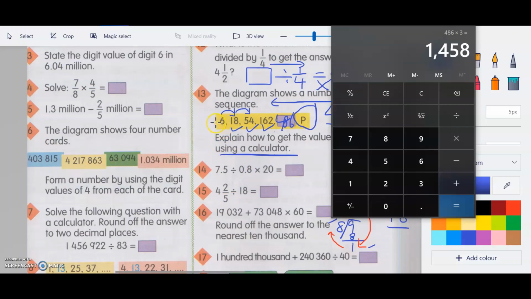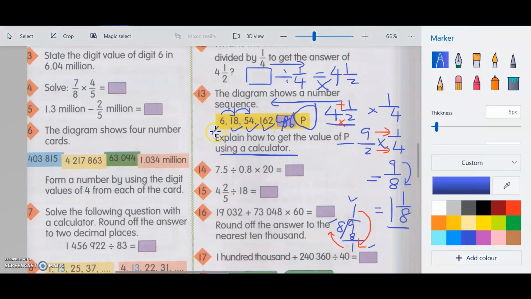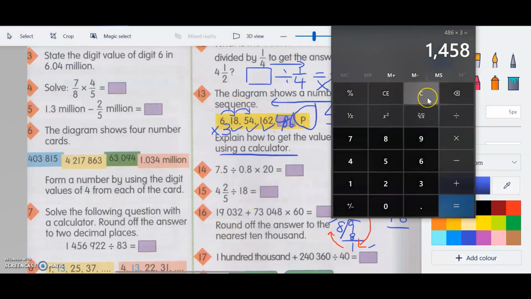We find the pattern first. Once we found out that we multiply by 3, every time we just press the equal sign. One more time. 6 times 3 equals 18. Press again, 54. Press again, 162. Press again, 486. Press again, your final answer, 1458.